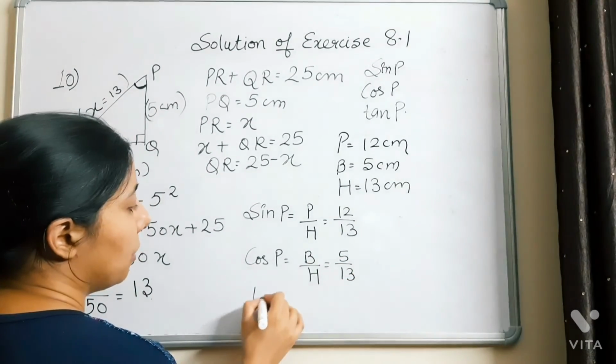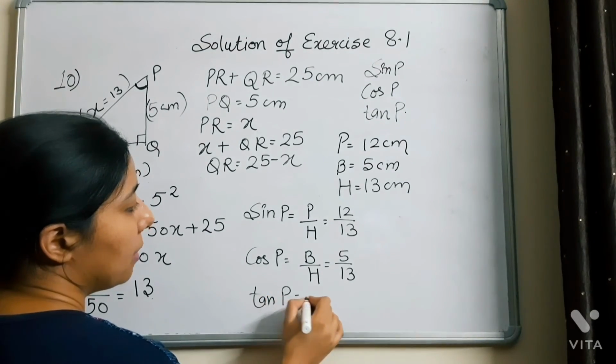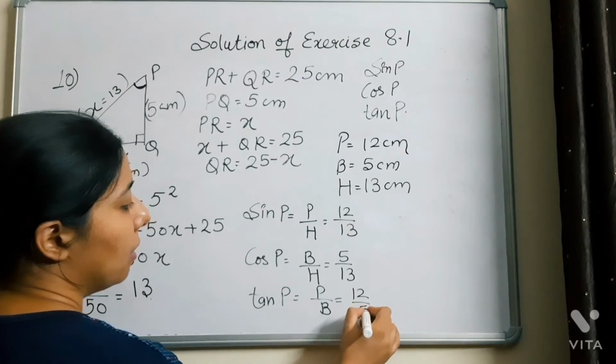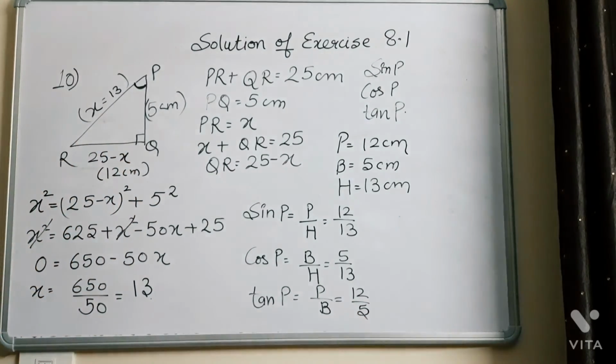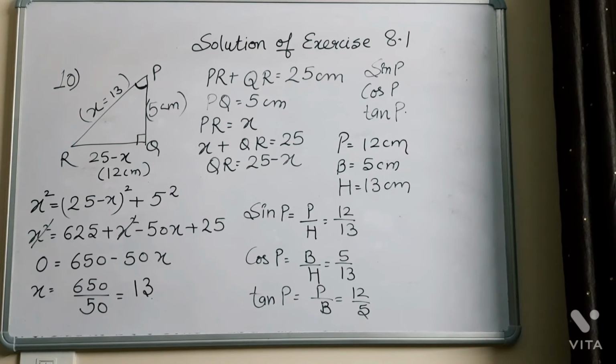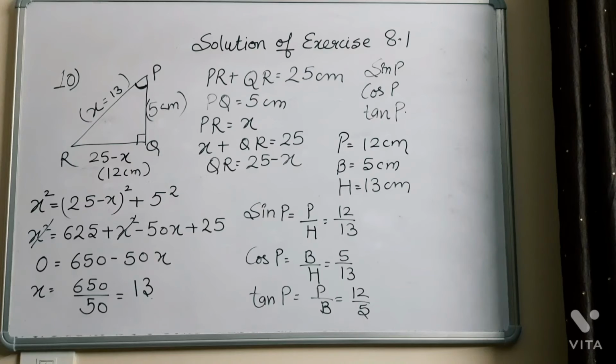And next is tan P. Tan P is equal to P by B. That is equal to 12 by 5. So these are your answers for question number 10 for the respective answers of sin P, cos P and tan P. Fine. So write down in your notebooks.